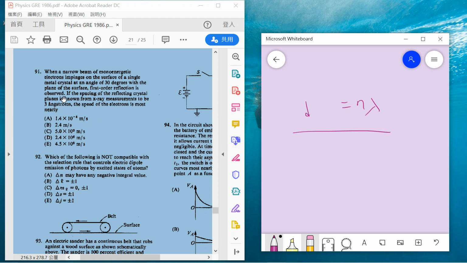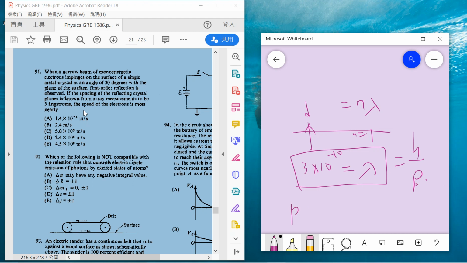He said that if the spacing of the reflecting crystal is known from X-ray measurement to be 3 angstroms, the speed of the electron is most nearly what? Speed of electron. Difficult, right? Because once you know the d, so d is like 3 times 10 to the negative 10, and the n is 1, so this is lambda, and this is a matter wave. So once you know h over p, you can solve p, and once you know the p, you know the answer. So p is h over lambda.